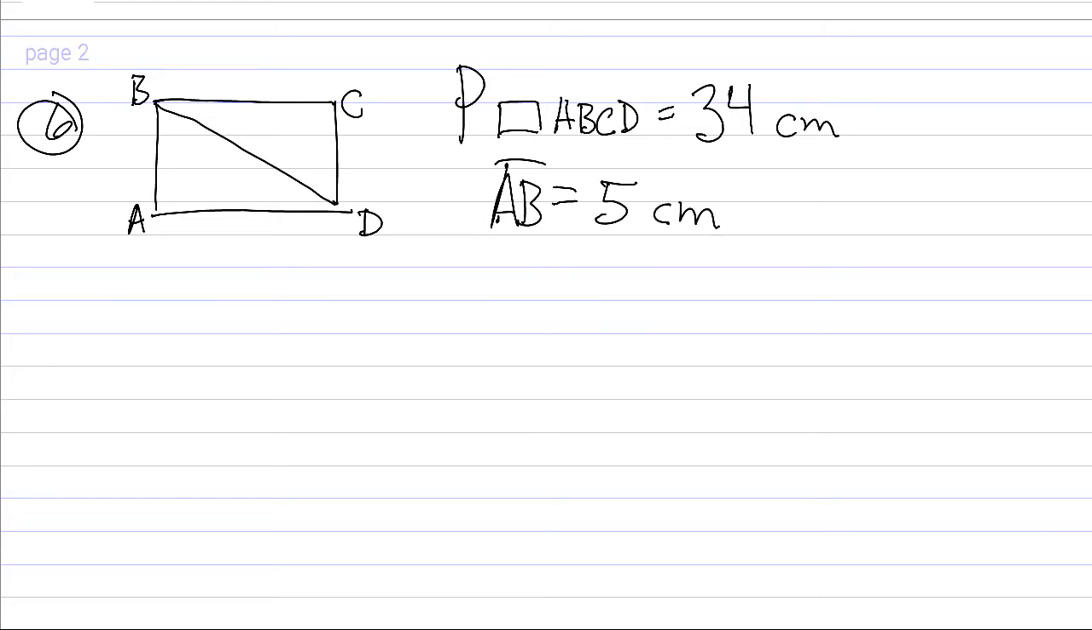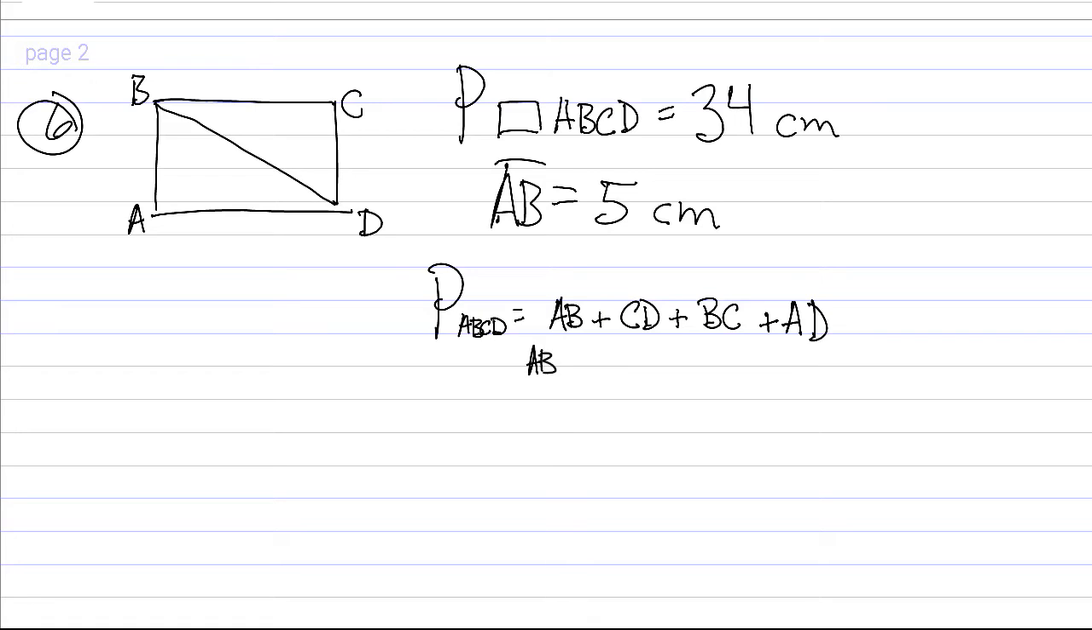So we know that perimeter ABCD equals AB plus CD plus BC plus AD. We know that AB equals CD because it's a rectangle.